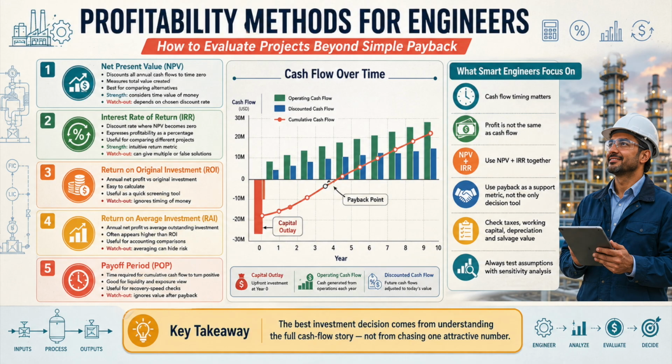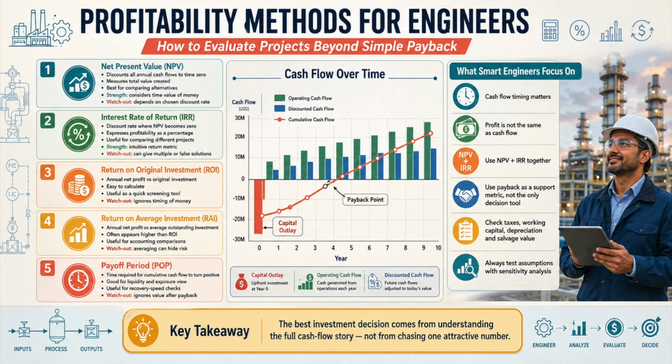When you evaluate a processing plant, pipeline, mine, utility system, manufacturing line, automation upgrade, or infrastructure project, your technical solution may be sound. The equipment may meet capacity, reliability, safety, and performance requirements. But engineering feasibility does not automatically create economic viability.